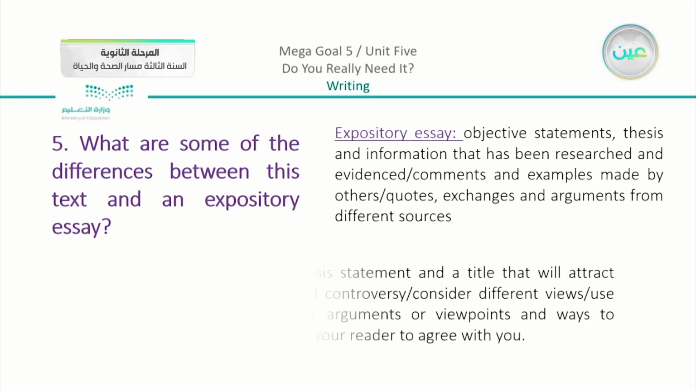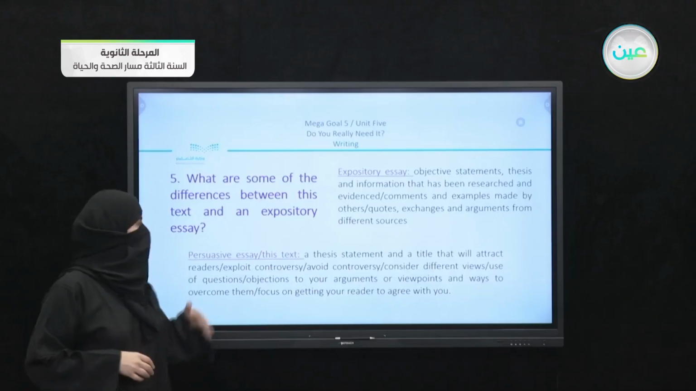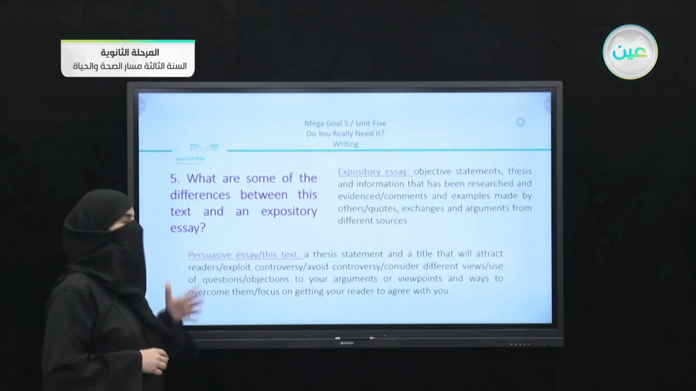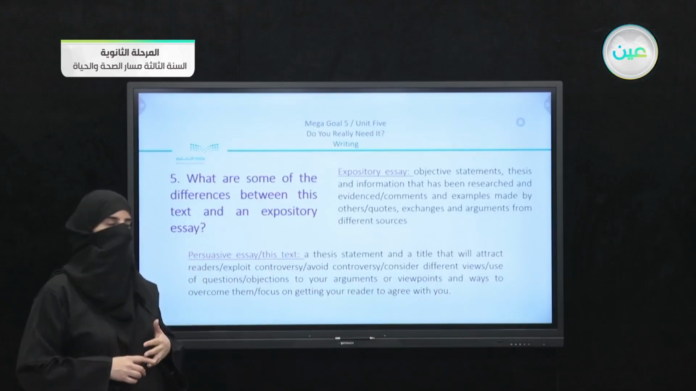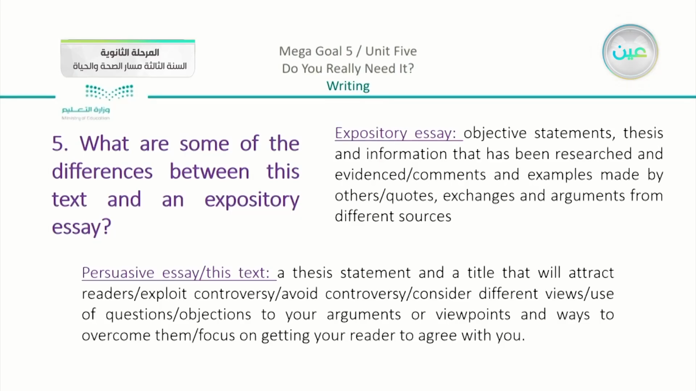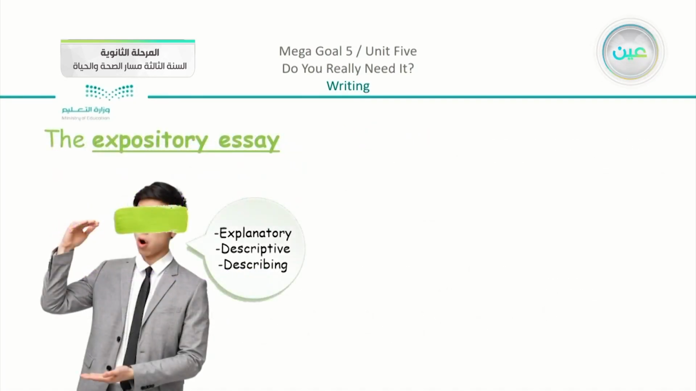But what we are going to do today is the persuasive essay, like the text that we have in the book. It has the thesis statement and a title that will attract readers, exploit controversy, avoid controversy, consider different views, use of questions, objections to your arguments or viewpoints, and ways to overcome them. Focus on getting your reader to agree with you. Now, I can summarize all of what we have here into 2 points.